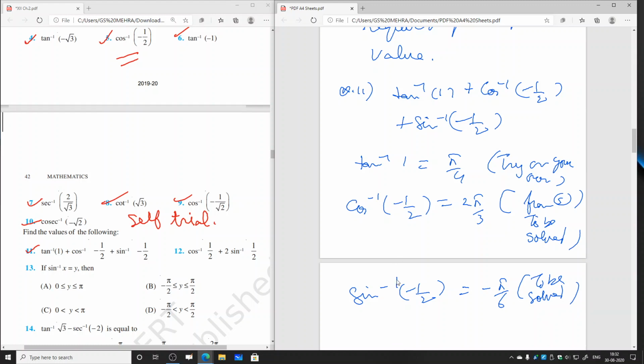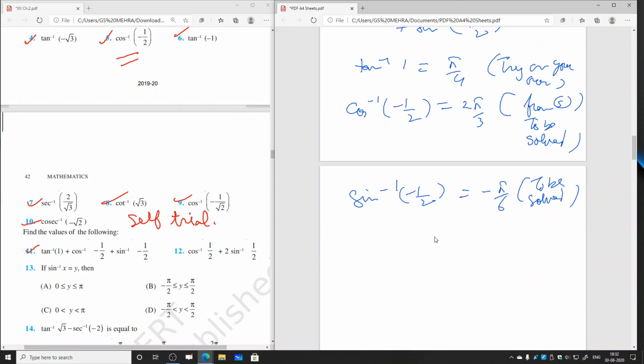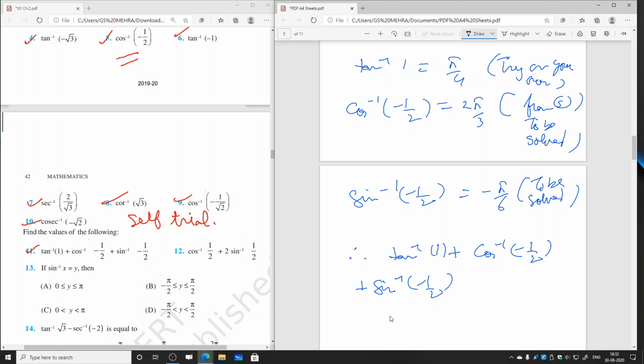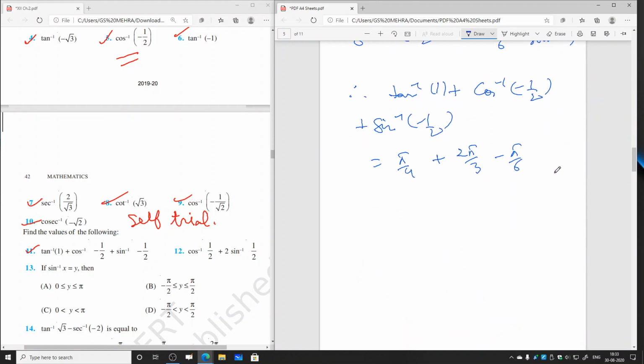So just putting the values, we get tan inverse 1 plus cos inverse minus half plus sine inverse minus half. That will be equal to tan inverse 1, which we have obtained as pi by 4, then cos inverse minus half, which is plus 2 pi by 3, and sine inverse minus half, which is minus pi by 6. And here we have denominators 4, 3 and 6.